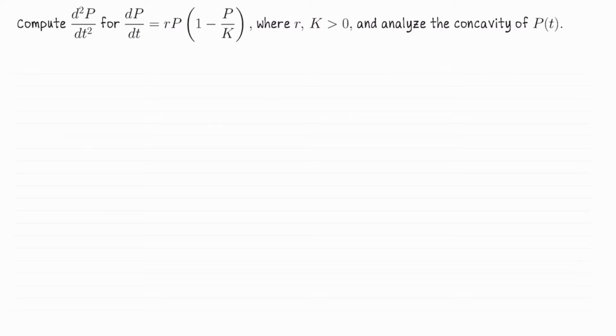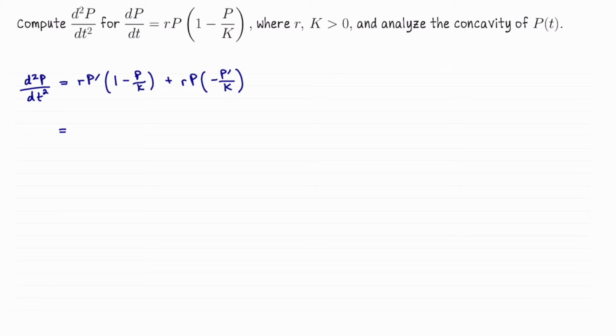Okay, so let's differentiate both sides of this equation with respect to t. On the left, I'm going to get our desired second derivative, and on the right, I'm going to use the product rule and realize that the derivative of p is p prime. So we have rp prime times 1 minus p over k, and then plus rp times, and that's going to be negative p prime over k. So let's simplify this as much as possible.